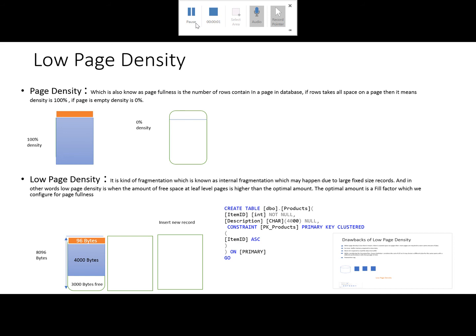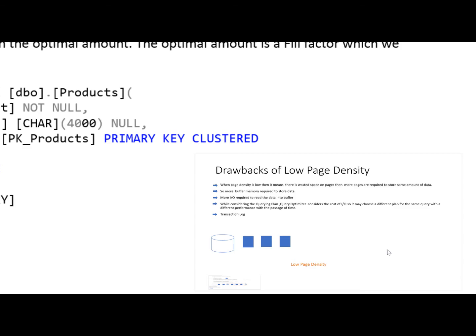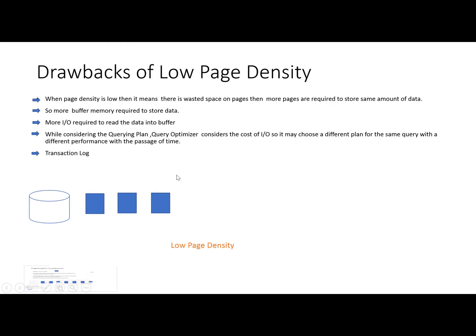This is the index maintenance module and we are discussing low page density. When there is low page density on the index leaf level, it means there is performance degradation. There are drawbacks to this low page density. One drawback is that when there is low page density, there is wastage of the space on these leaf level pages.